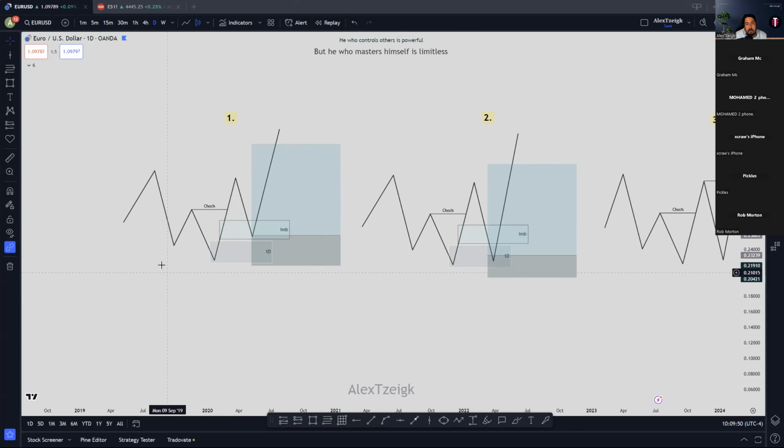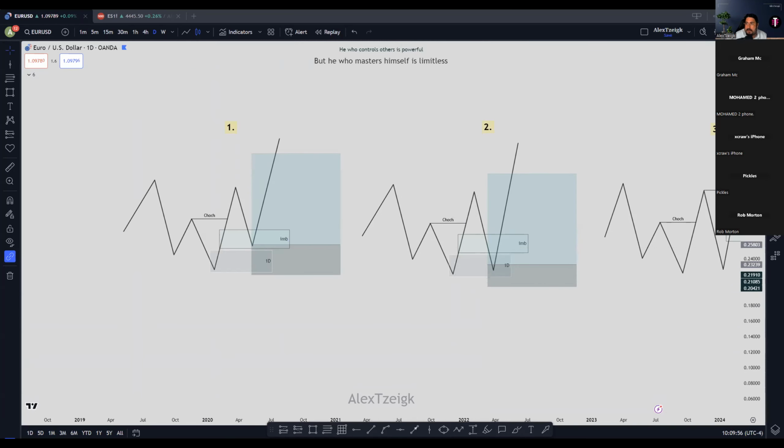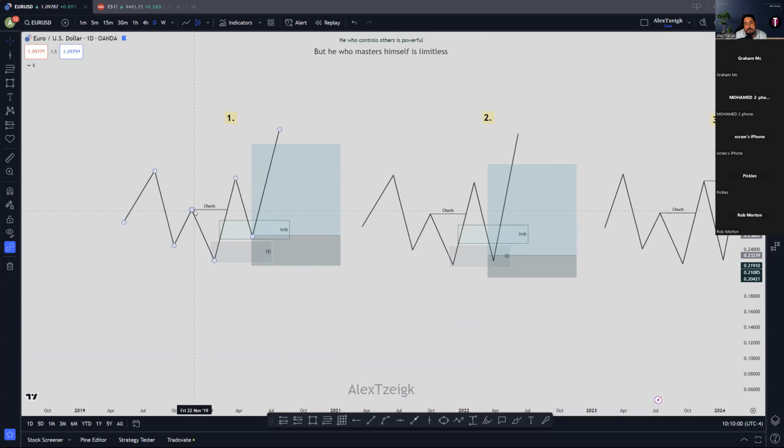Now, look, my friends, this is example number 1. This is more copy trail, more ICT style, because as you see, I have put the entry to enter from an imbalance. Look what price is doing. We are making lower lows. Suddenly we have a change of character. This is a more aggressive entry.